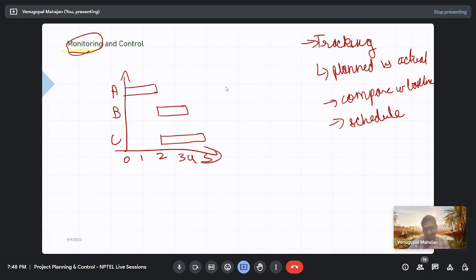See, everybody, you got the question right. Like activity A, the total quantum of work was 5 units. It had to be done in 2 days. So per day you had to do 2.5. But at the end of the first day, the report from site is that you have only completed 1.5 units. Is there any way to plot this on bar chart?